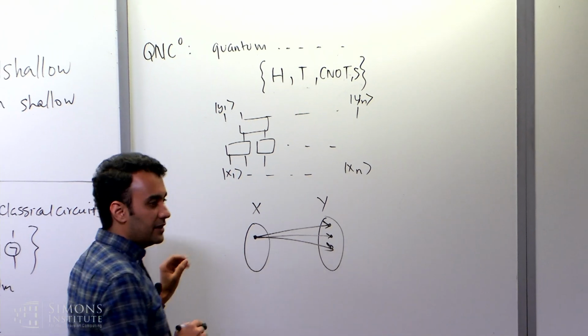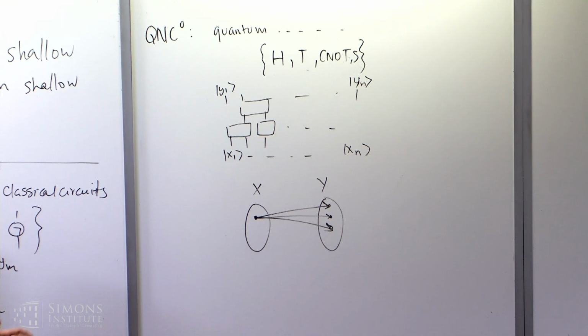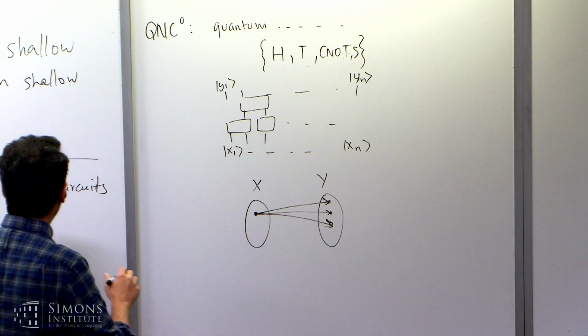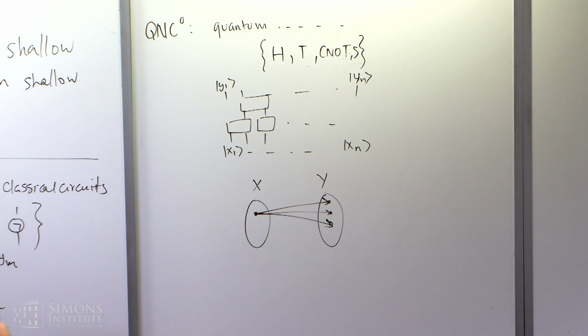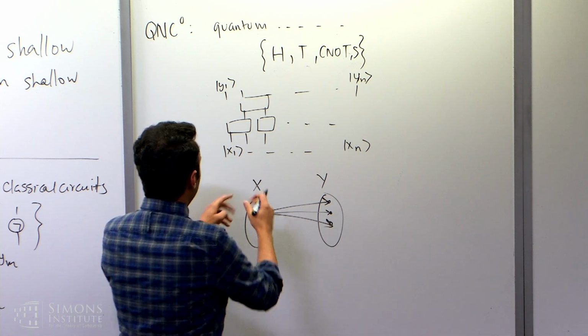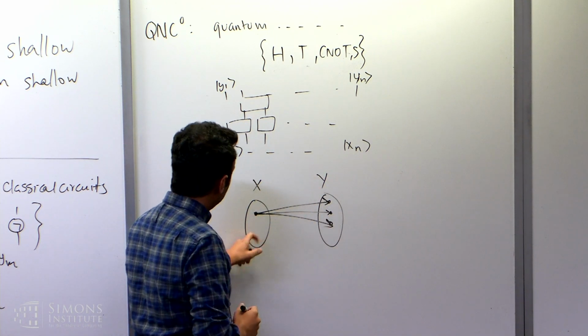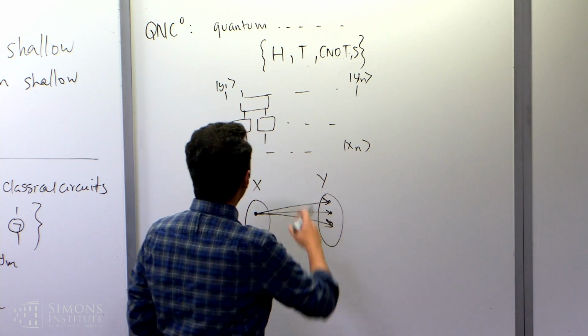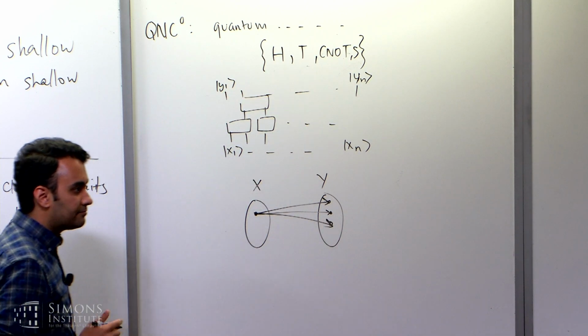And we're only going to talk about relation problems right now. And it turns out this is essential because if you look at function computation problems, QNC0 and NC0 turn out to have the same power, so it's not very interesting. So for relation problems, what's going to happen is the input, x1 to xn, is going to be some input here, and the output will be the thing you output over there.